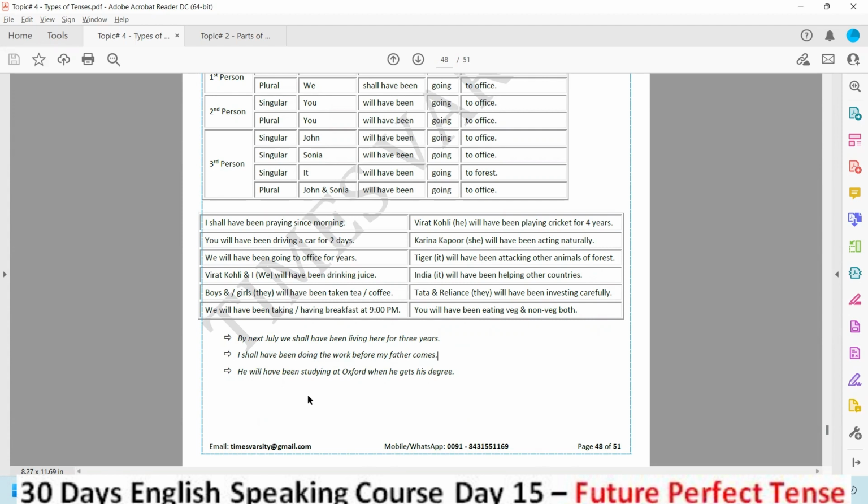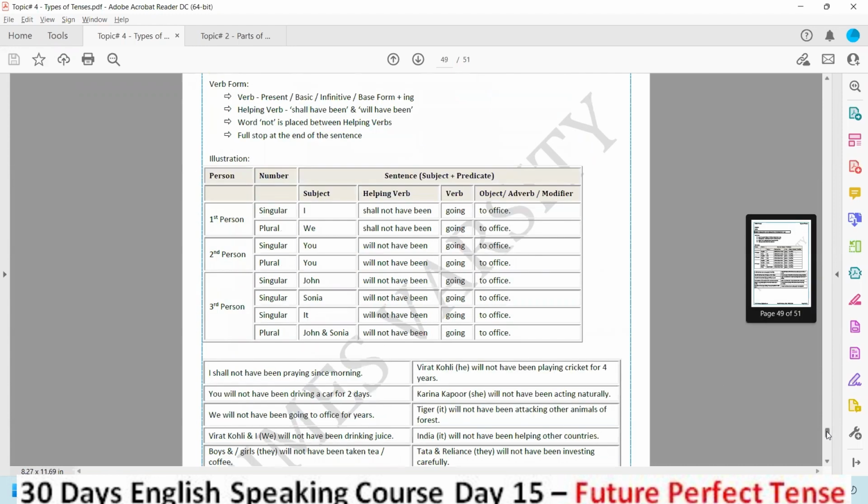He will have been studying at Oxford when he gets his degree. At Oxford when he gets his degree.